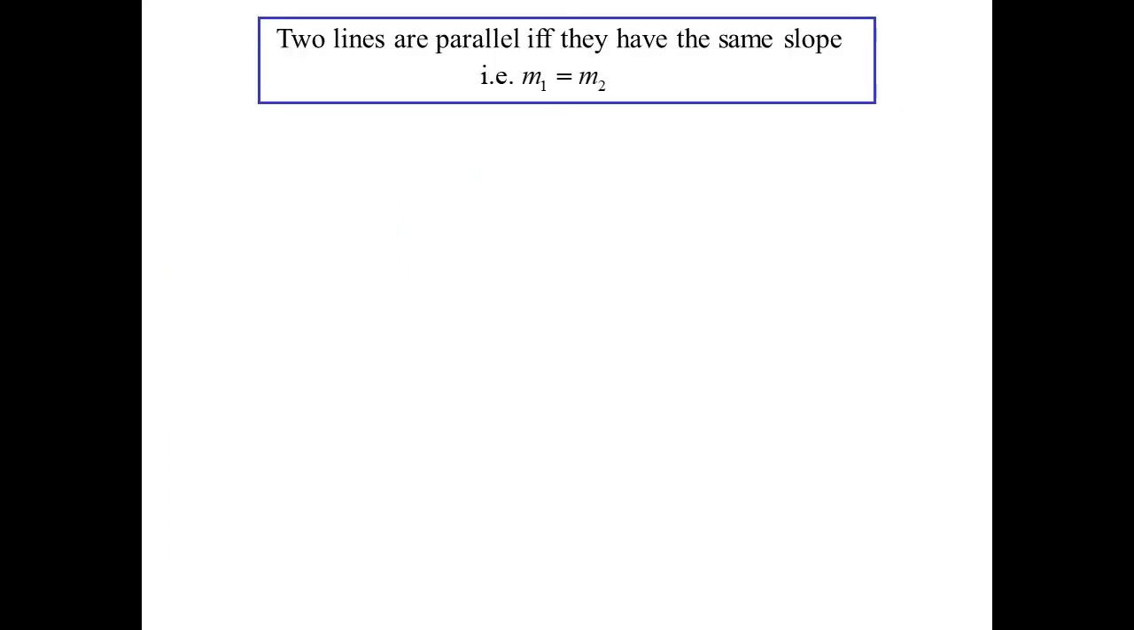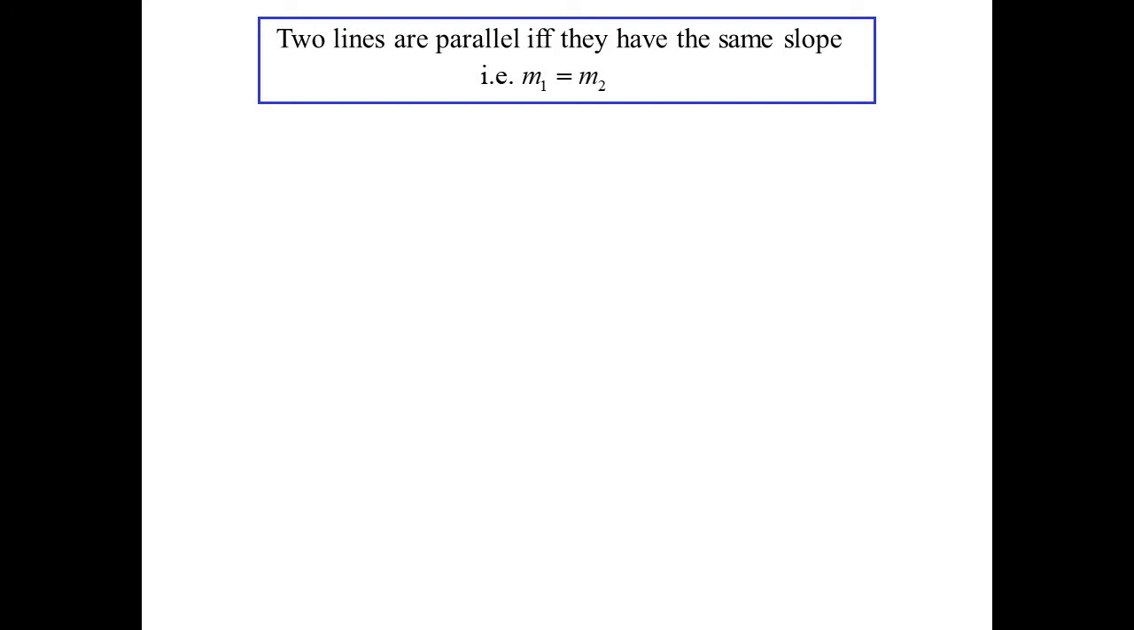Two lines are parallel if they have the same slope. And by the way, I have not spelt iff incorrectly. That is the correct spelling in this context. Iff, with two F's, means if and only if. And what it means is your theorem reads both ways. So it's true to say that two lines are parallel if they have the same slope.